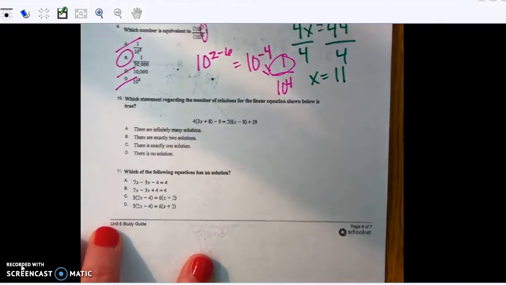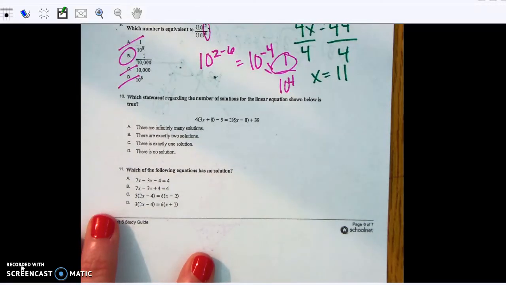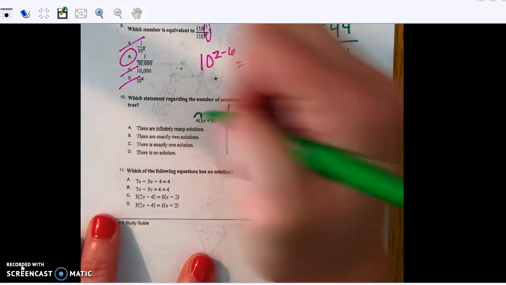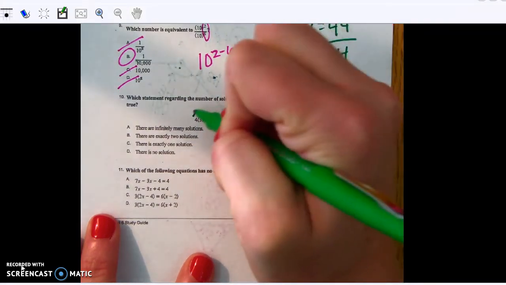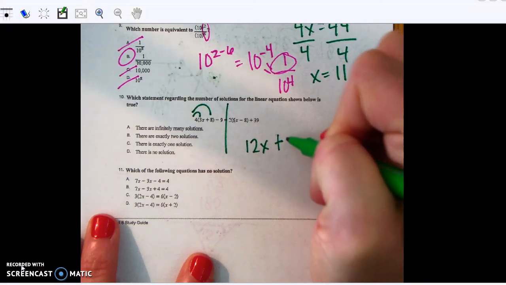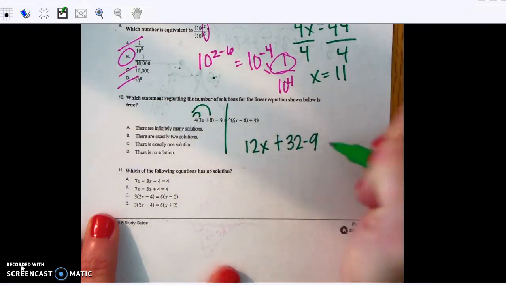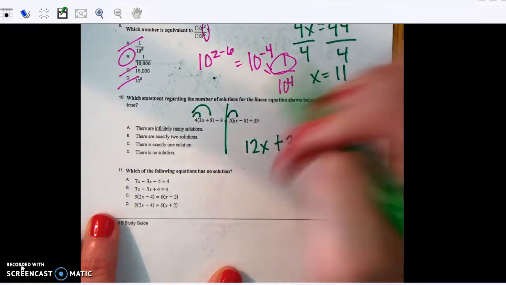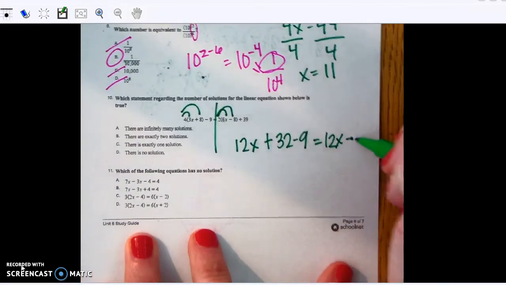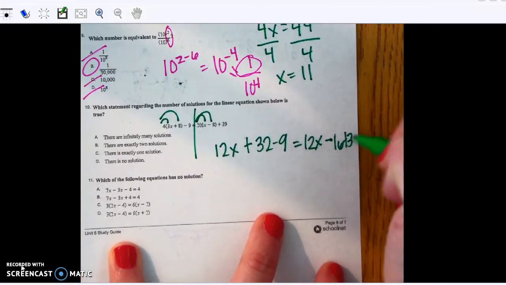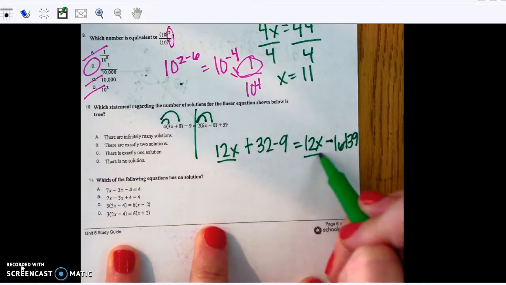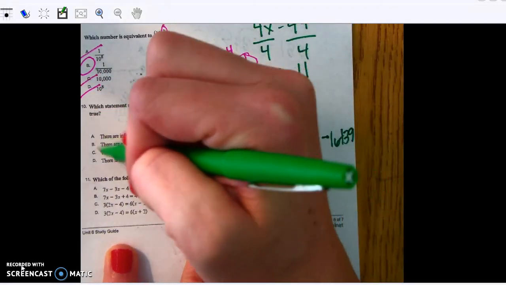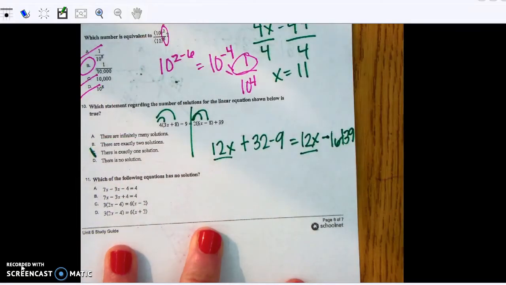Number 10, which statement regarding the number of solutions for this linear equation below is true? So if I distribute over here, I get 12x plus 32 minus 9 equals, and on this side, 6 times 2 is 12x again, minus 16 plus 39. So far I see that my variables are the same, which means there can't be one solution.